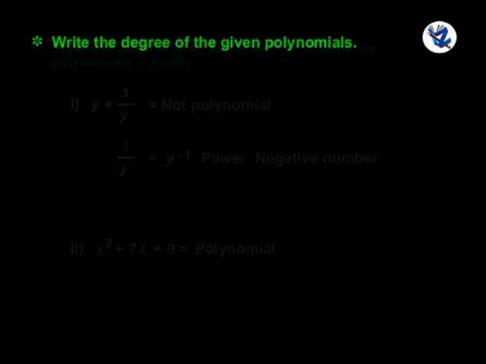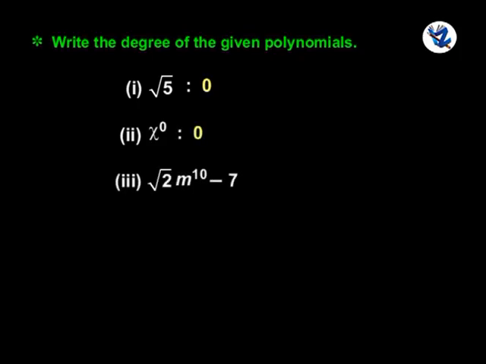Next question. Write the degree of the given polynomials. Root 5. Degree 0. x raised to 0. Degree 0. Root 2 m raised to 10 minus 7. Degree 10. 7y minus y raised to 3 plus y raised to 5. The highest power is 5, so degree 5.